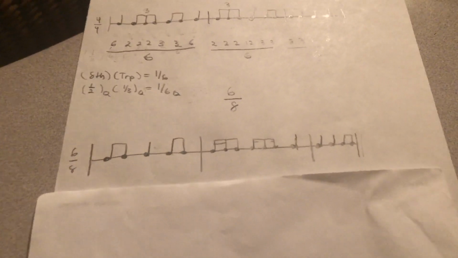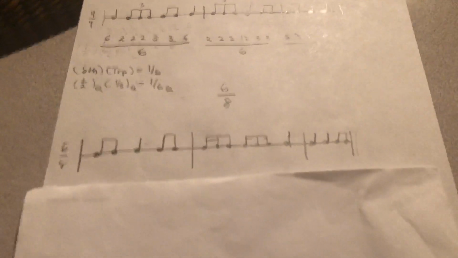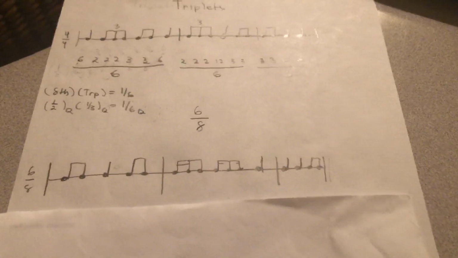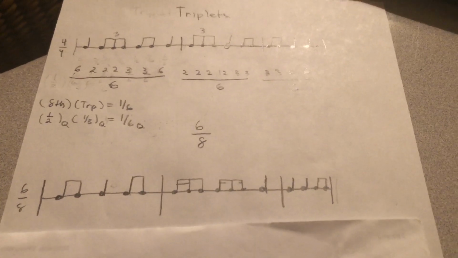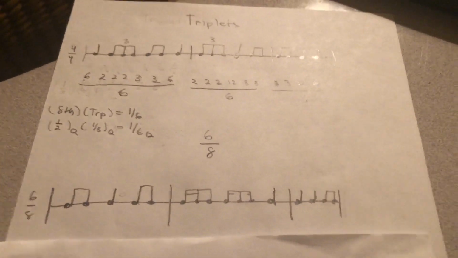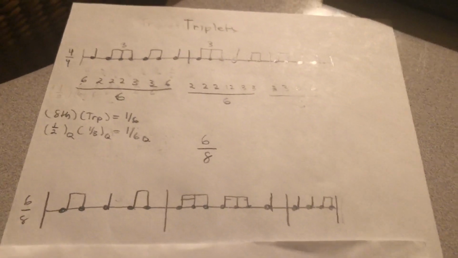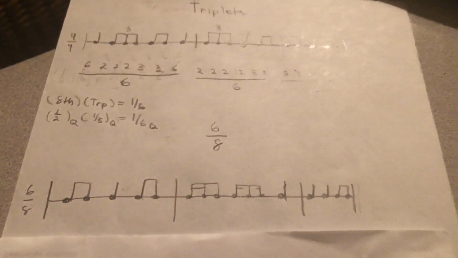What's actually really cool about this method is that it kind of doesn't matter, because if we were doing this with the one-and-a method, it would be 1, 2, 3, 4, 5, 6, 1 and 2, like that.